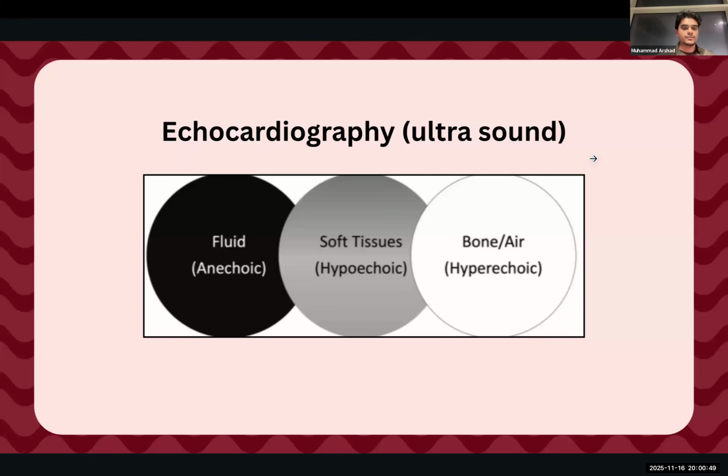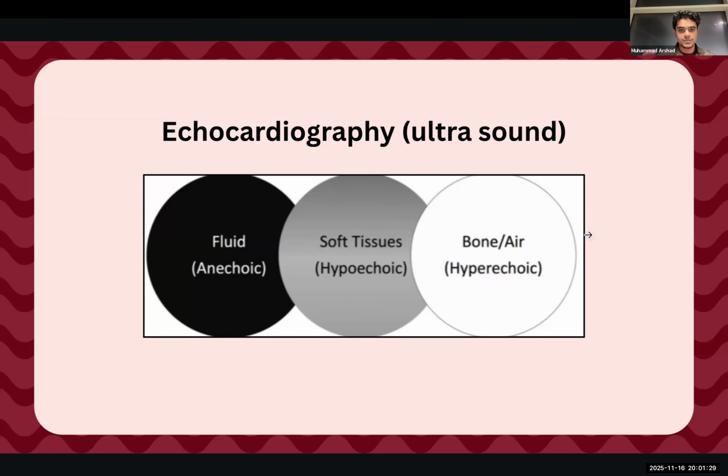So week 3's dry lab was about echocardiography, which is related to ultrasound. And just to give a brief summary of what ultrasound is, you're basically projecting sound waves onto a surface and seeing how those sound waves bounce back at you. And based on how they bounce back, you're able to generate an image. If something is fluid, you'll get a black image, and it's called anechoic. If something is soft tissue, you'll get a grayer image, and it's called hypoechoic. And if something is bone or air, you'll get a white image, and it's called hyperechoic.